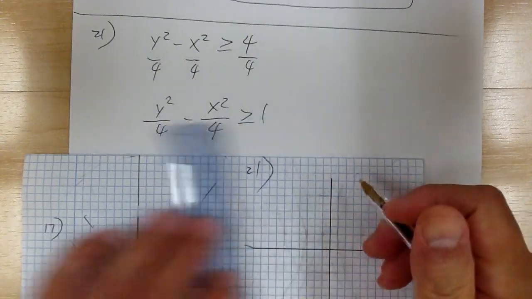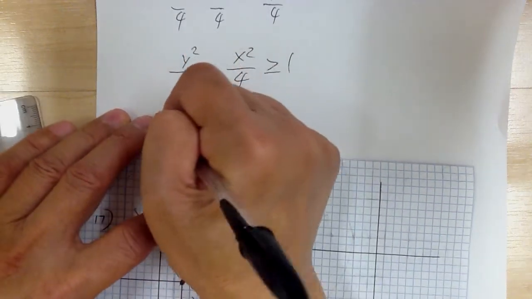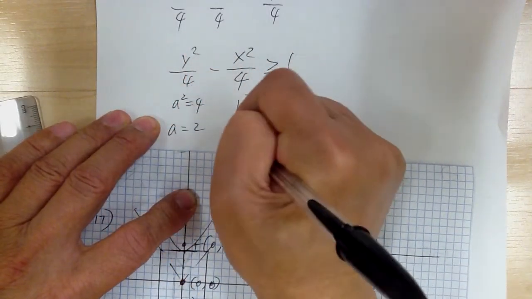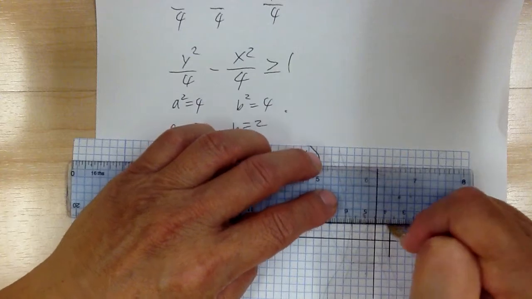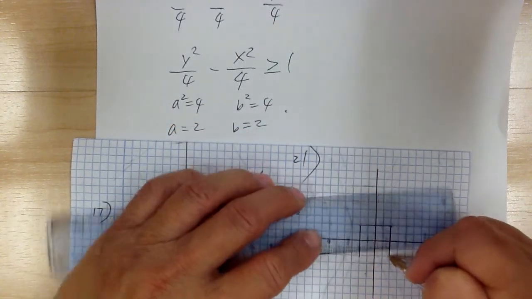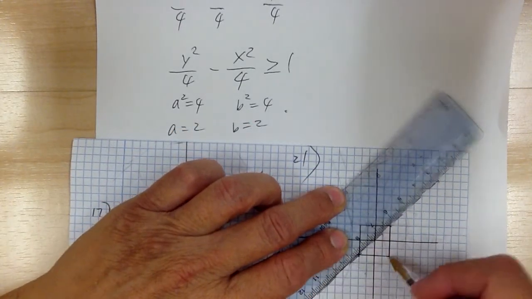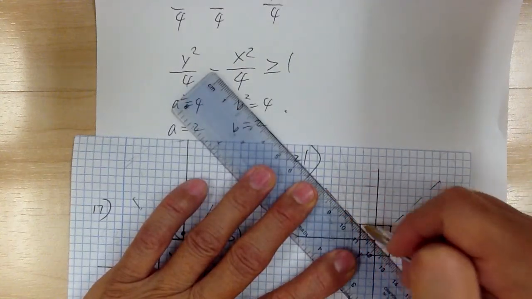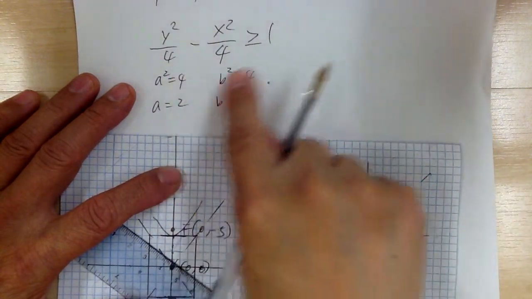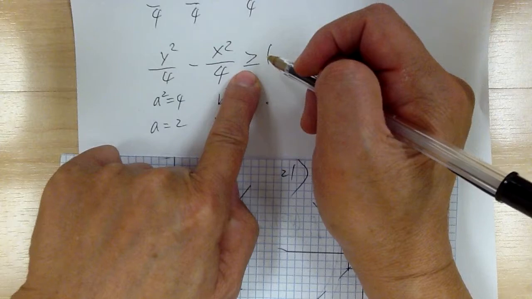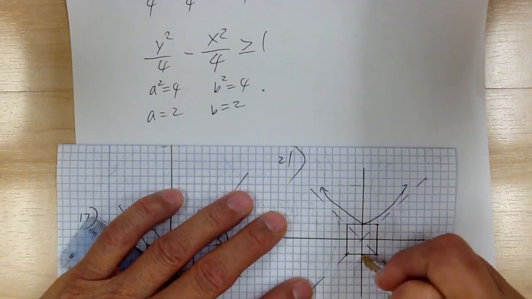So get your axes. From here, your box is going to be 2 and 2, right? So a squared equal to 4, so a equal to 2. b squared equal to 4, so b equal to 2. Okay, so your box is going to be like this. Okay, and draw your asymptotes. Then from here, for your graph, you have to watch for solid line versus dashed line. So this is going to be a solid line in the right direction. So your graph is going to be like this.